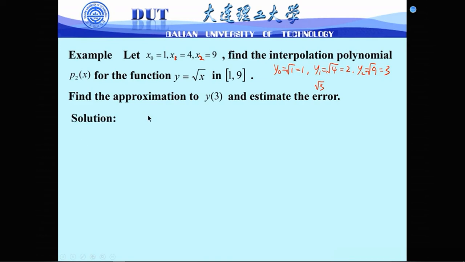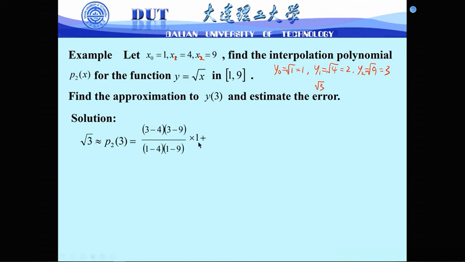Firstly, we can use P2(3), the function value of P2(x), the quadratic polynomial, at 3, to approximate the square root of 3. So here I show you directly. We use the Lagrange interpolation formula. Firstly we need to write the basis, right?